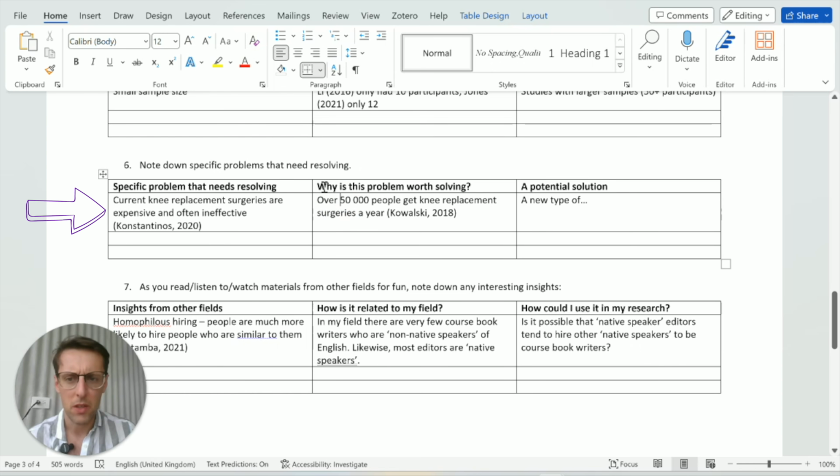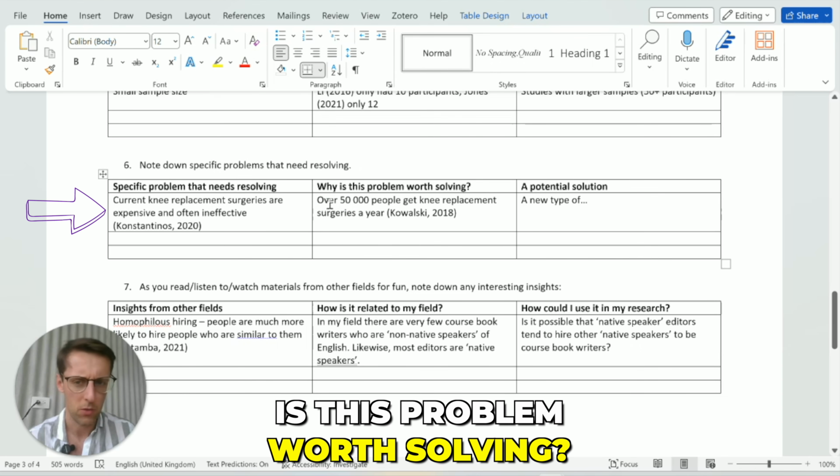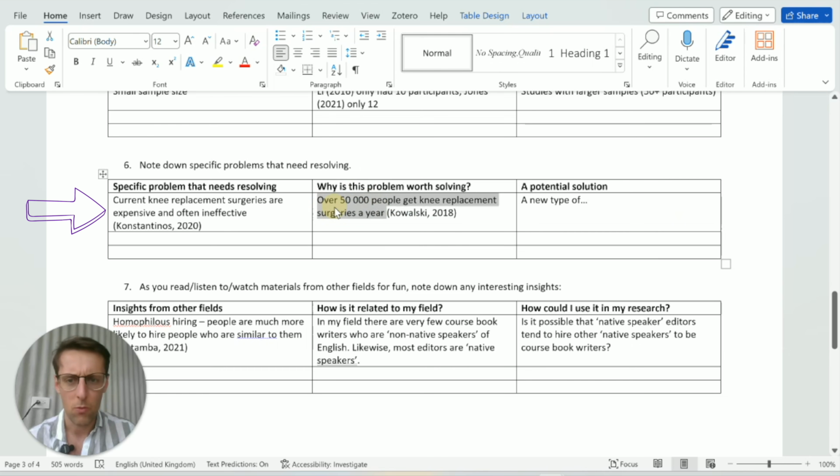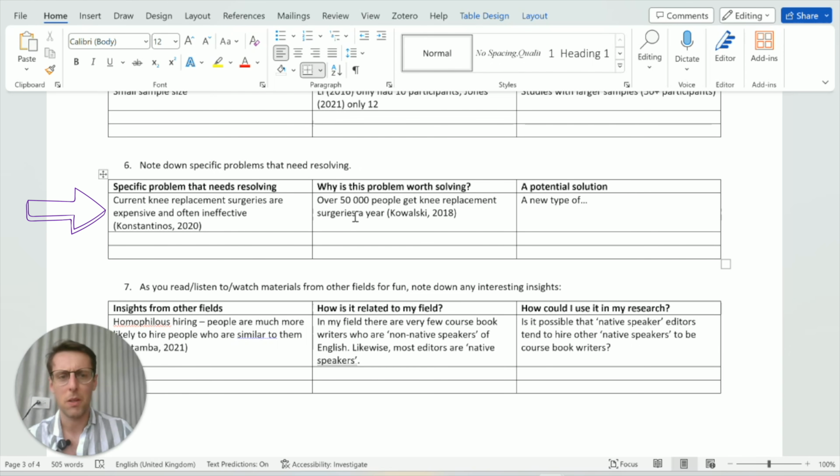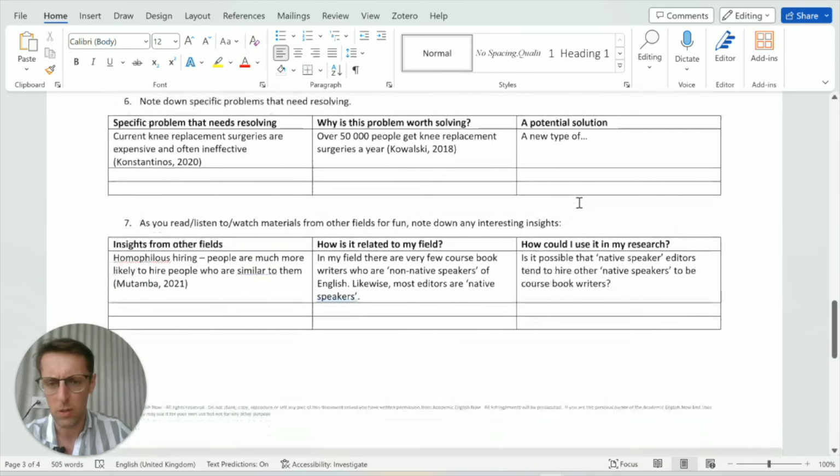And you want to be thinking, so what? Okay, we have this problem, but is this problem worth solving? Well, yes, because over 50,000 people get knee replacements. So clearly, if so many people get these knee replacements and the surgeries are expensive and ineffective, what you want to be looking at is a more cost-effective and a more effective way of conducting those knee replacements. That would be very impactful, both in practice and in terms of research. So that's another type of research gap.